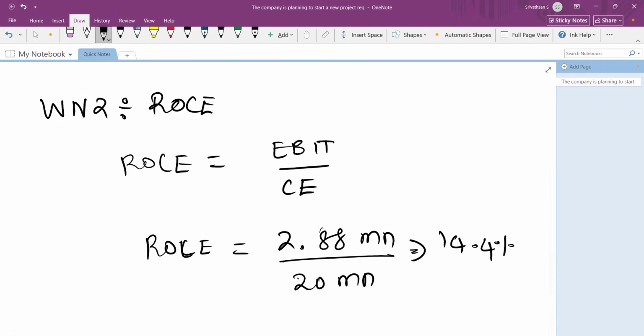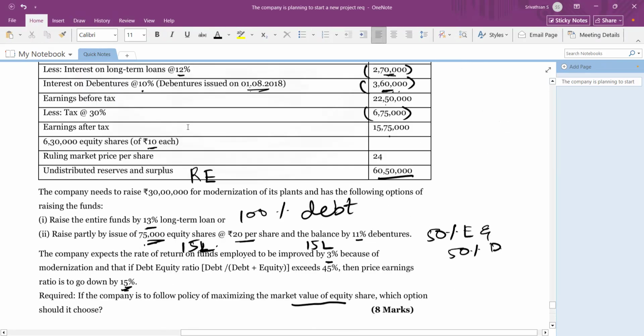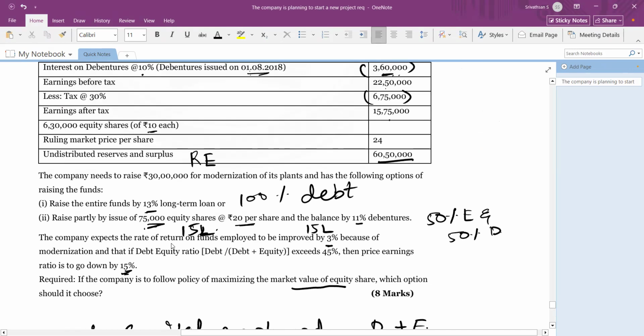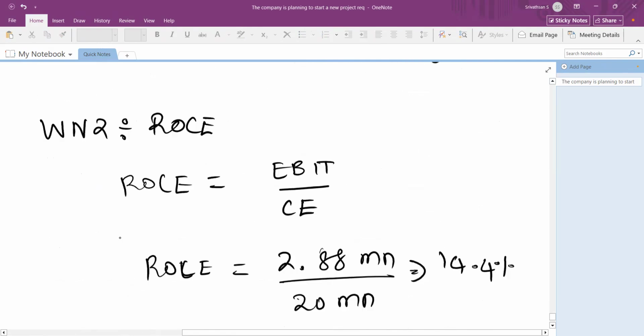But in the question, it is mentioned that since the company is going to modernize its plant, the return on capital employed of the company will increase by 3%. The company expects to improve the rate of return on funds employed by 3% because of modernization. So what will be the new return on capital employed?